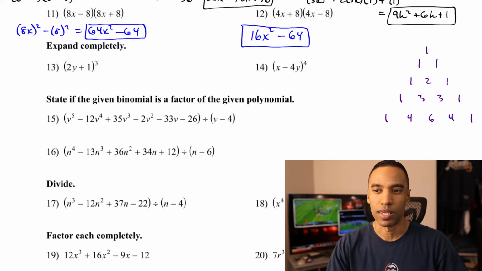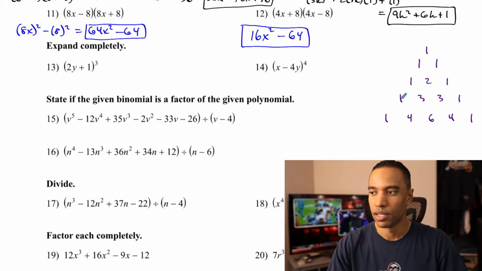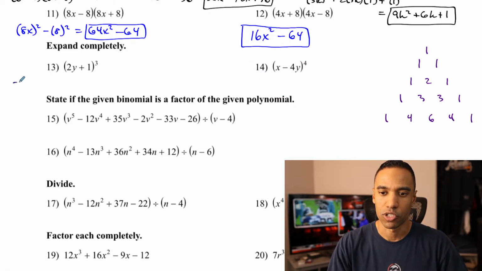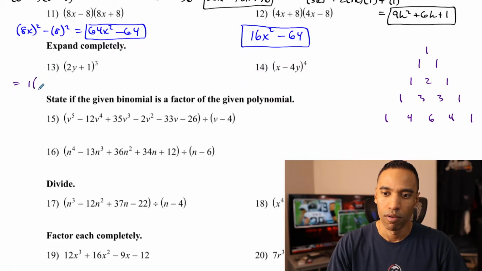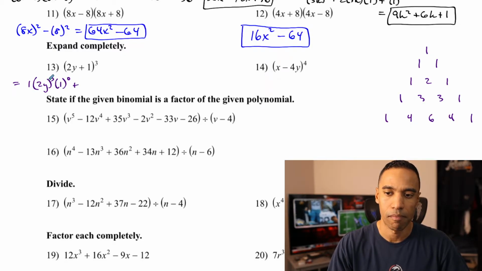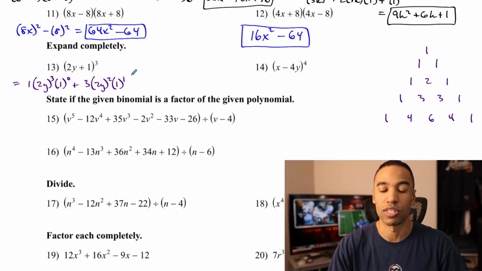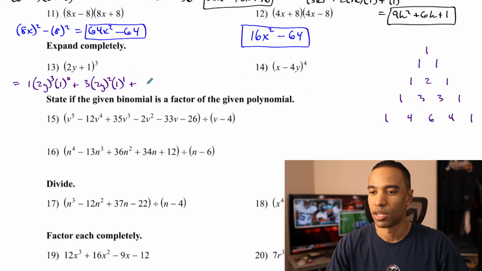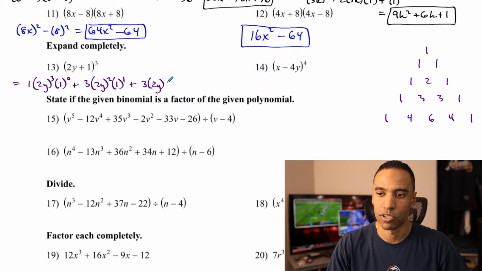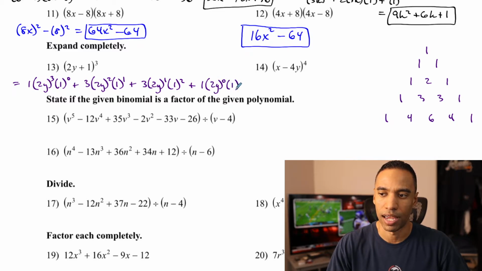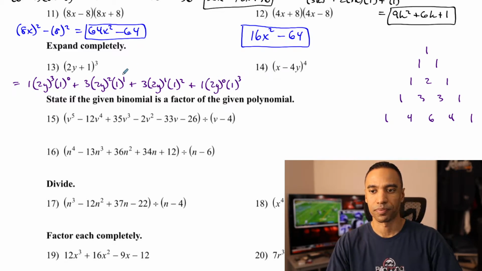Row 3, a degree 3 binomial expanded, has 4 terms in it. The first term will multiply this 1 by the first term raised to the third power and the second term raised to the 0 power. And then the second term will multiply 3 with the first term raised to the second power and the second term raised to the first power, plus another 3 times the first term raised to the first power and the second term squared, plus 1 times the first term raised to the 0 power and the second term cubed.